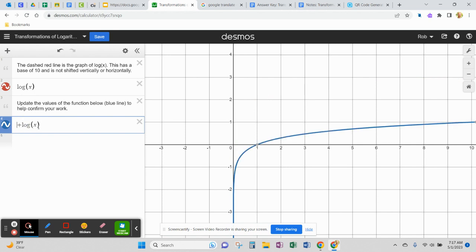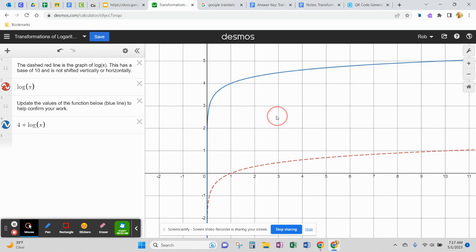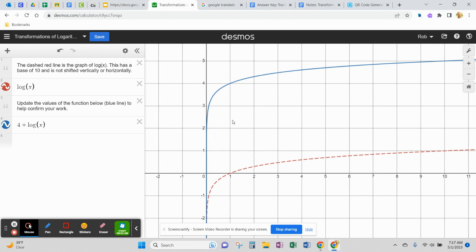And if we look at our Desmos tool and plug that equation in, we're going to delete that 2. We're going to go 4. We can see, hey, my graph shifts up 1, 2, 3, 4 spots.